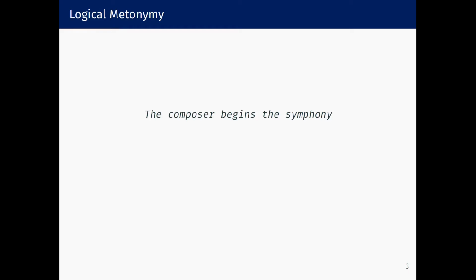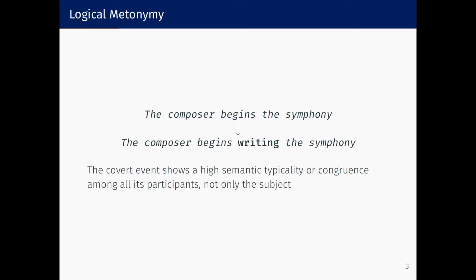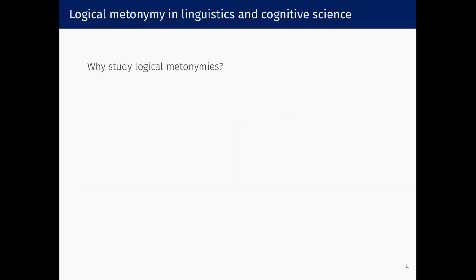Still, the covert event is also conditioned by the subject of the sentence. In "The composer begins the symphony," the metonymic verb and the object are the same, but the different subject involves the retrieval of a different verb, which is write. Therefore, the interpretation of a logical metonymy depends on the mutual typicality of both the subject and the object.